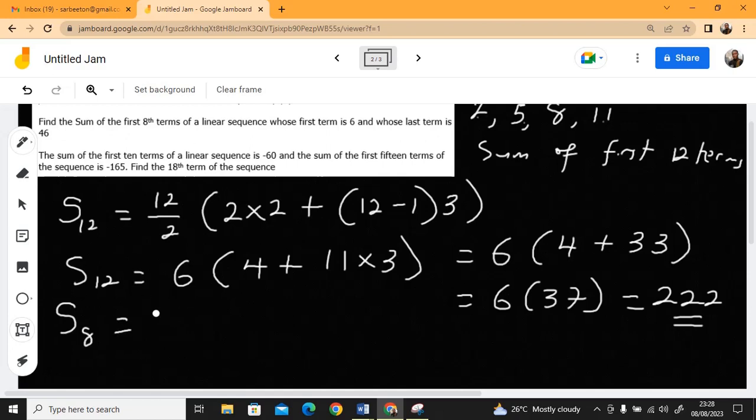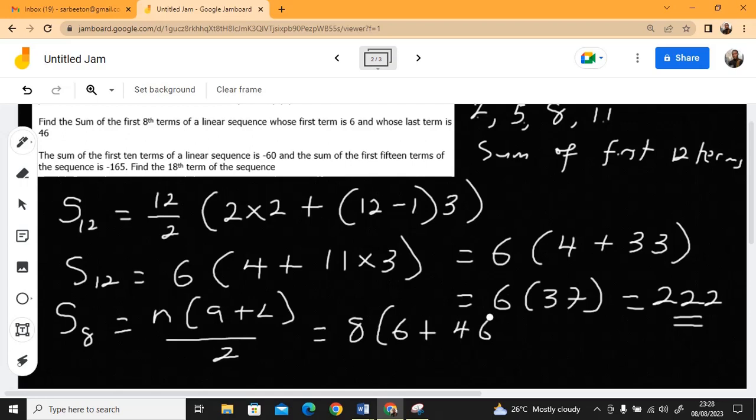So you are going to use that formula, which is n, open a bracket, a plus l, divided by 2. My number of terms here, since you are looking for the 8th term, is 8. Open a bracket. My first term here is 6. Plus the last term, which is 46. Then you divide everything by 2. 2 goes into 8 four times. So 6 plus 46, times 4.